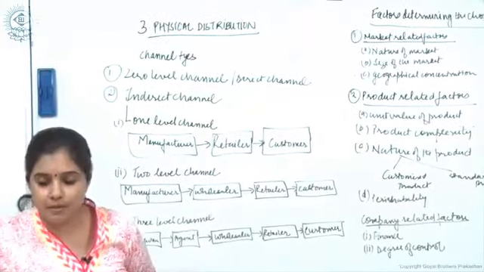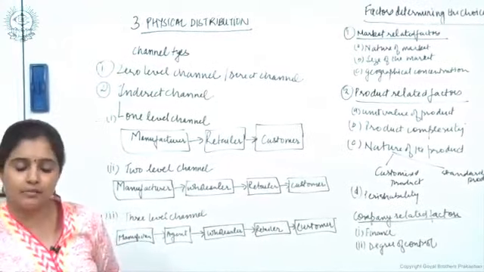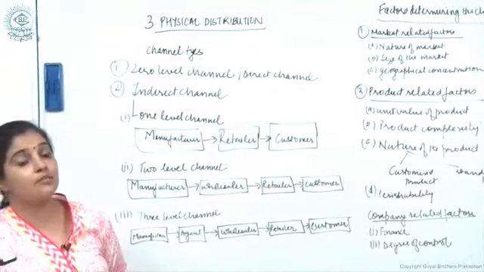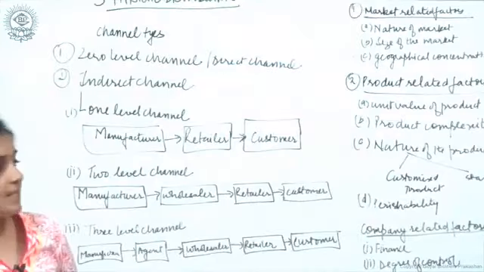If we increase the number of channels, first there will be mishandling of the product, and second at every level their profit margin will be added, which will make the product even more expensive. So when the unit value of the product is very low, distribution channels are used. But if the unit value of the product is very high, then generally we prefer direct selling.